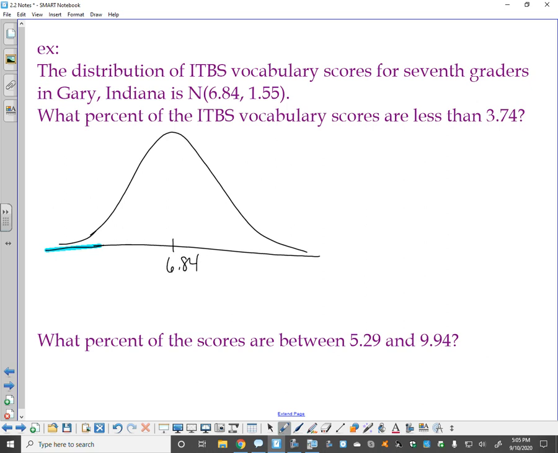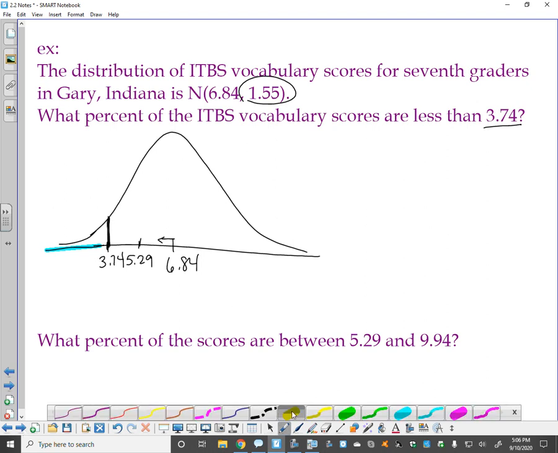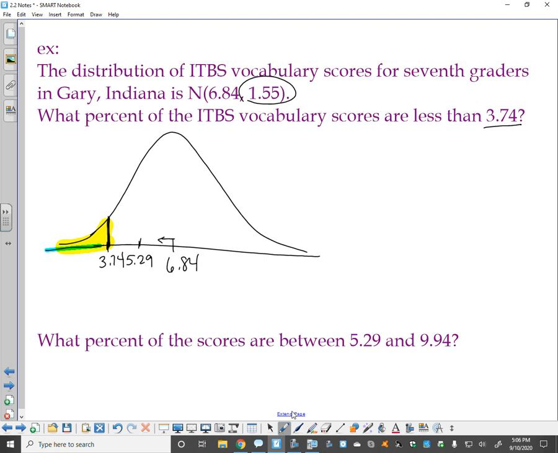6.84. And I need to get to 3.74, or less than a 3.74. So I need to be headed in this direction. So 6.84, I'm going to subtract one of my standard deviations. That's going to get me to 5.29. Subtract it again, and that's going to get me to 3.74. So here's my piece of data. And I want to know what percent, so area under the curve, is less than that.